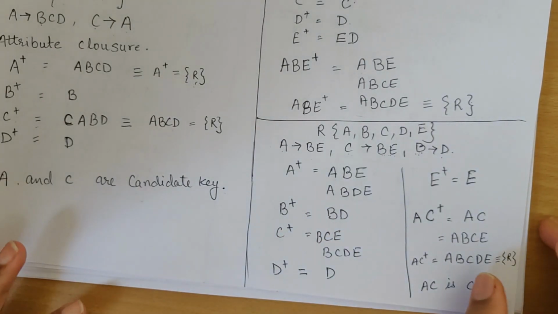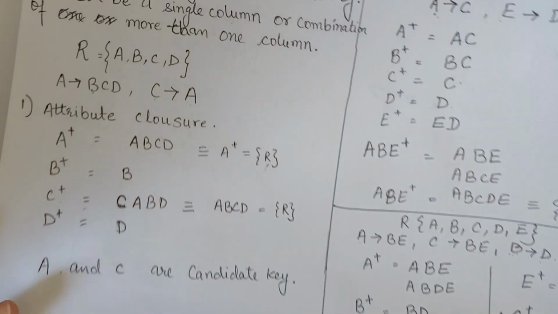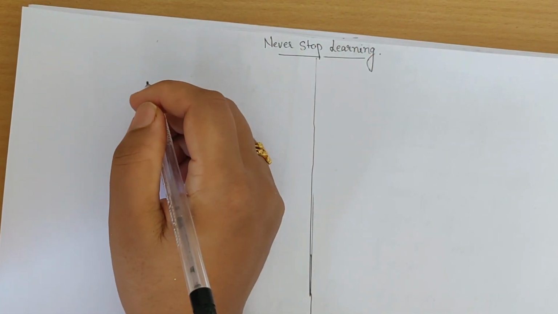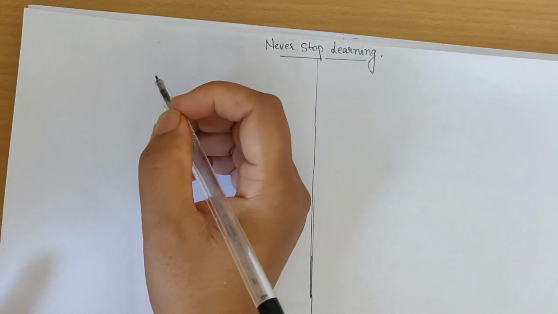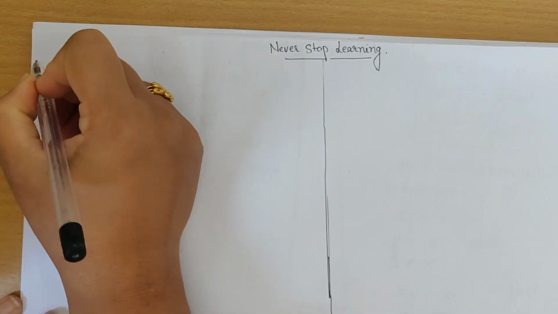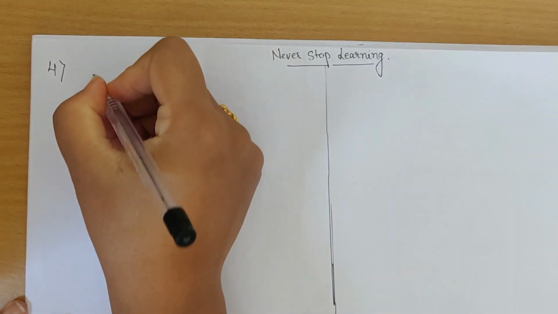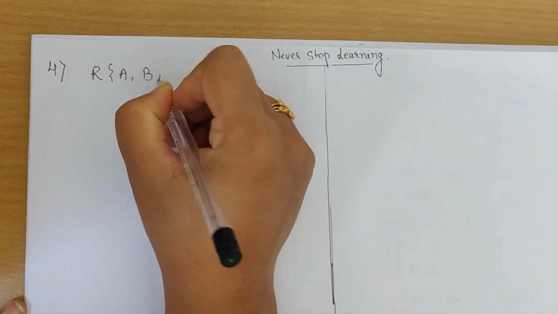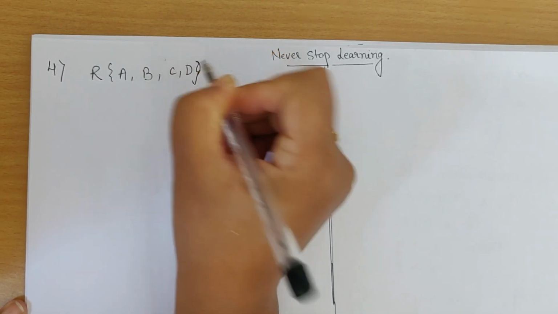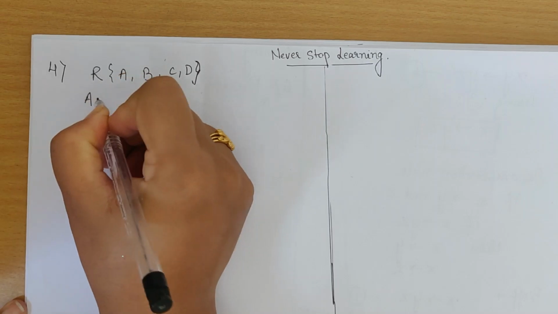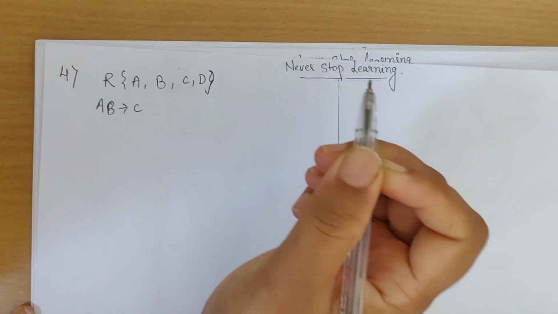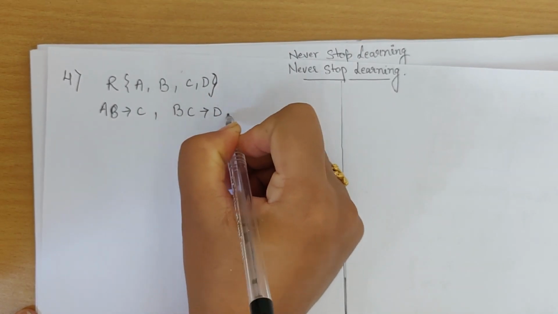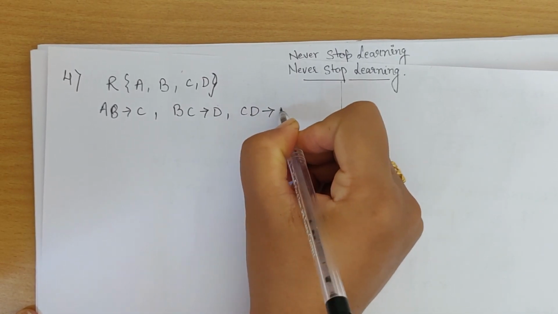Fine. So hopefully this is clear. Let me take one more example so the concept will get more clear. This is the fourth example. Let's take a relation R with A, B, C and D. The functional dependencies are as follows: AB determines C, BC determines D and CD determines A.